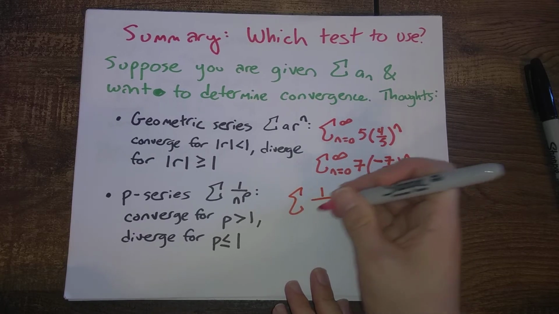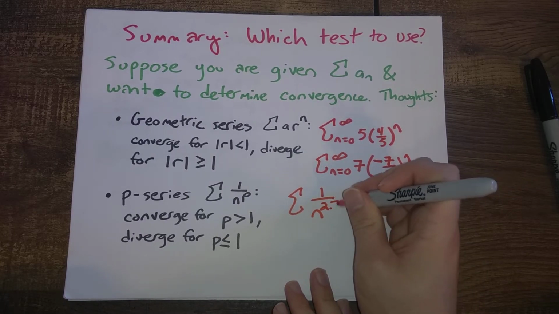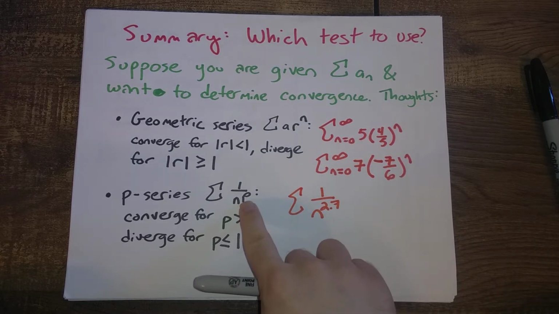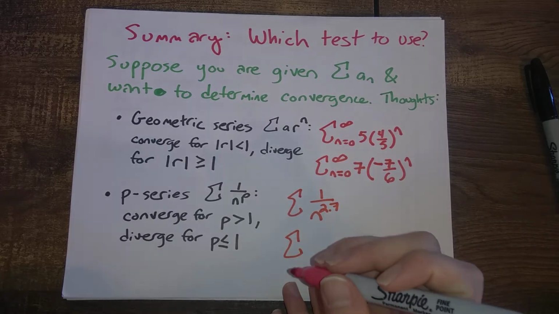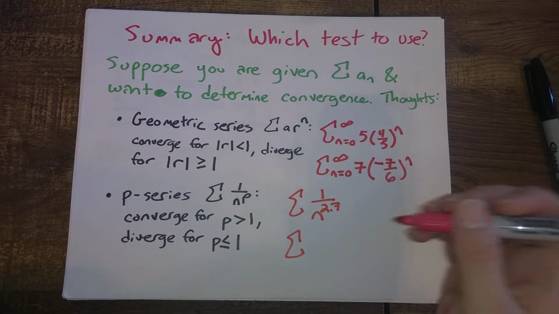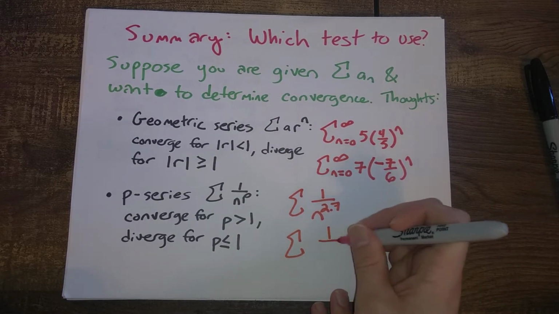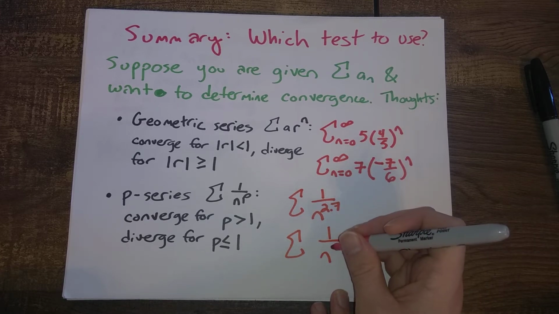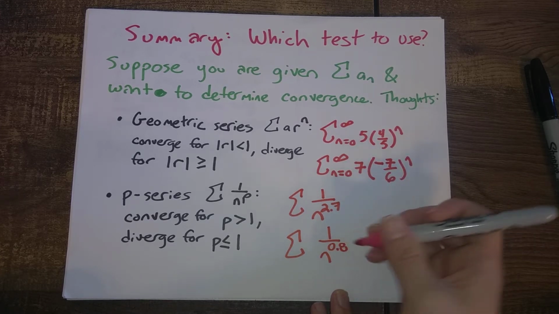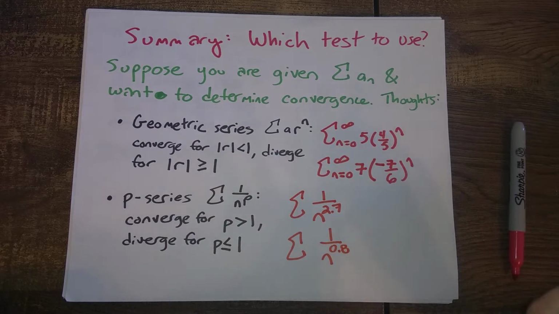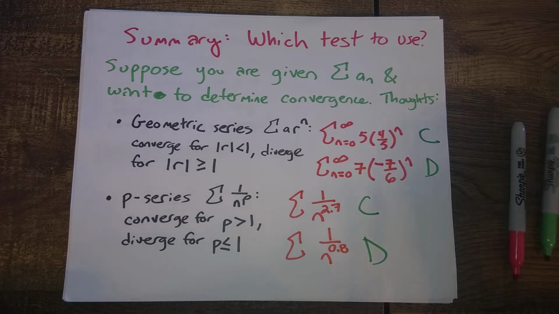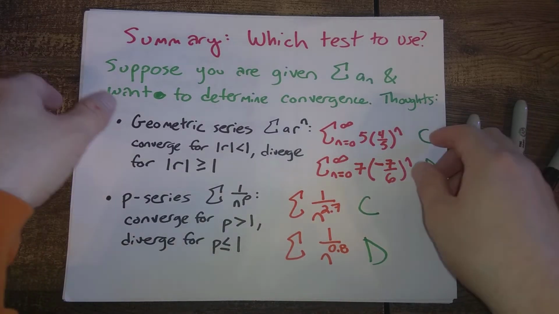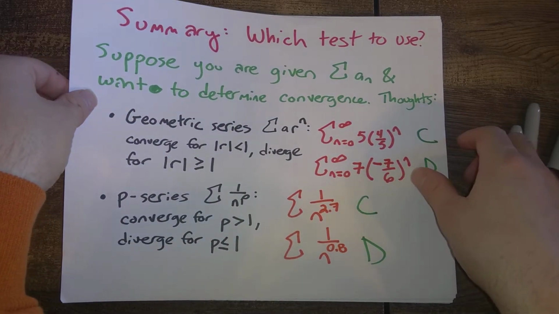So the sum of 1 over n to the 2.7 converges, because p equals 2.7 is bigger than 1, and the sum of 1 over n to the 0.8 is going to diverge. So C for converge, D for diverge. These are some things you should immediately know just off the top of your head.